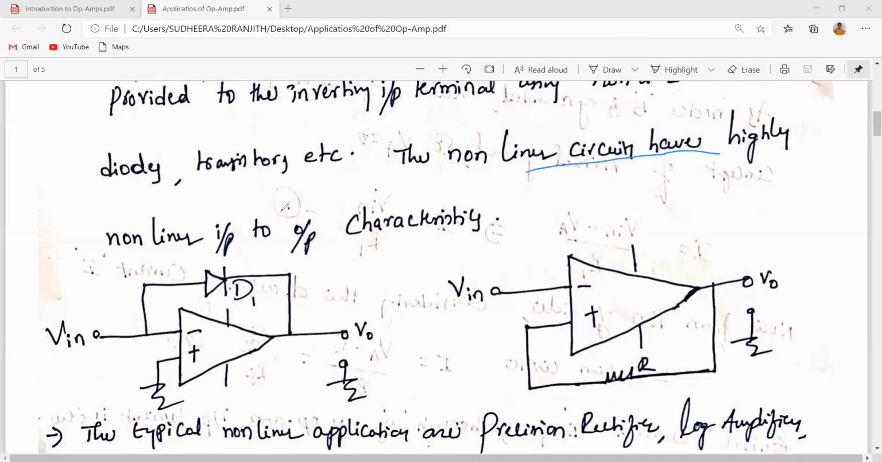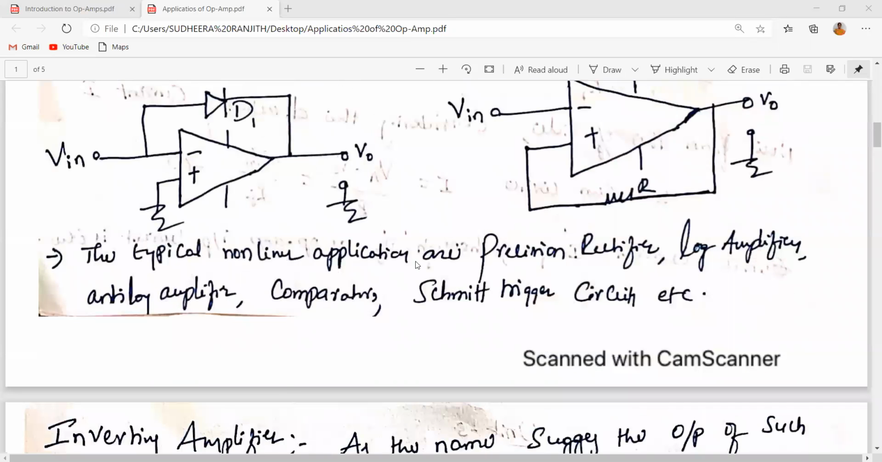The nonlinear circuits have nonlinear input and output characteristics. Already discussed, the output varies nonlinearly with respect to input. So what are the typical nonlinear applications? Precision rectifier. You are already aware of the rectifier in the electronics subject. So what is the difference between rectifier and precision rectifier? We'll discuss that on that day, while discussing the precision rectifiers.